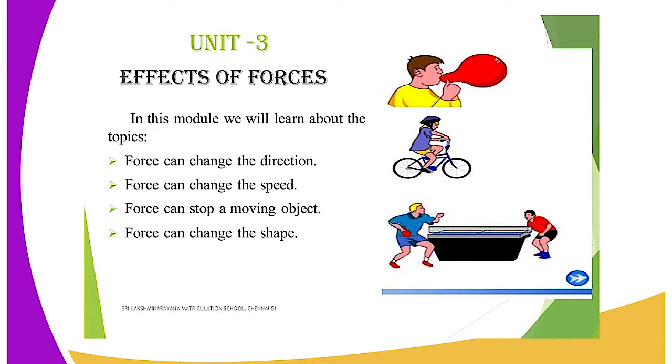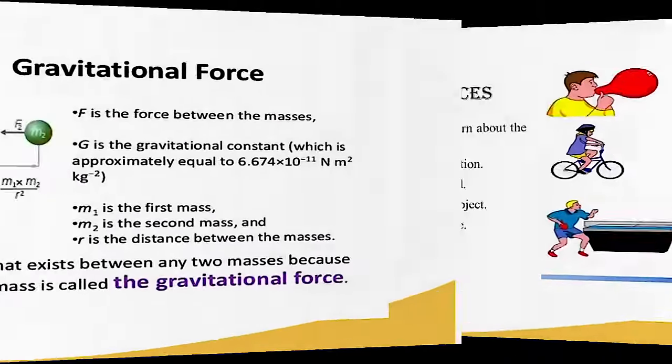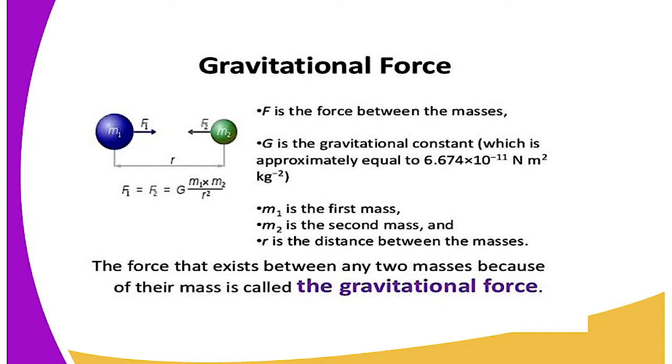Next, we have the gravitational force. And what is gravitational force? It is the force that exists between two masses. For example, you have two objects and they have mass. The mass causes a gravitational force to exist between the two objects.